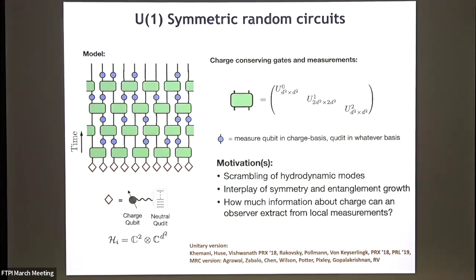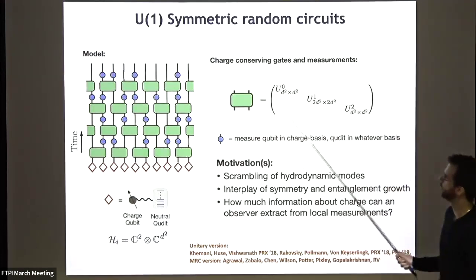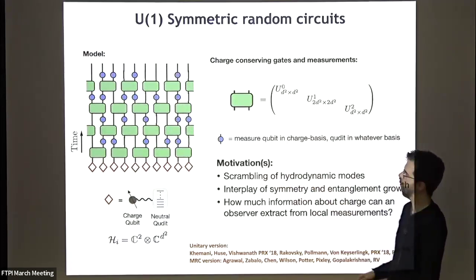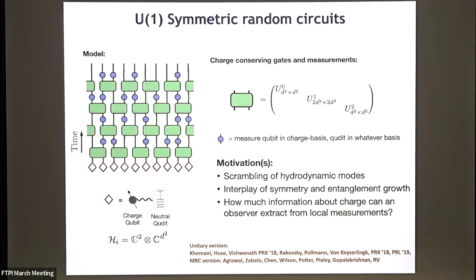This is just one slide for the models that we consider. Again, the physics that I'm going to talk about is very universal. It doesn't really depend on the model. But the model that we study will be a quantum circuit where I have gates that have a block diagonal structure to preserve a U1 conserved quantity. On top of that, I have projective measurements in blue with some rates where I measure the charge. There are various reasons to think about this symmetry, but here I'm going to be focusing purely on how much information about charge you can extract from local measurements.